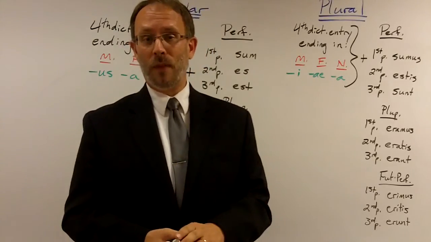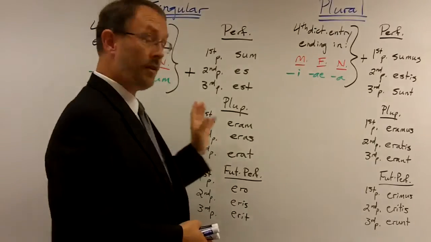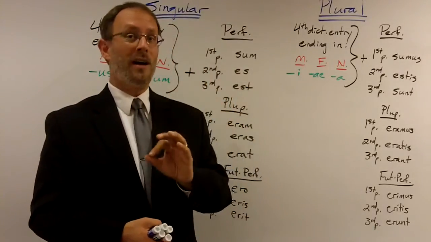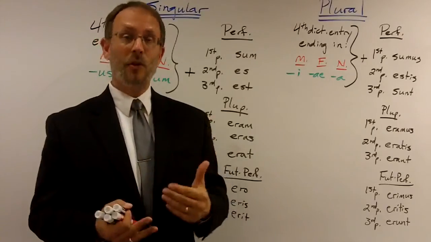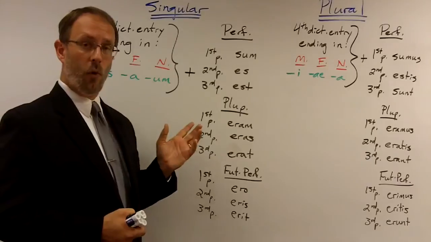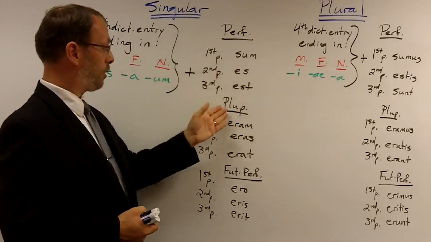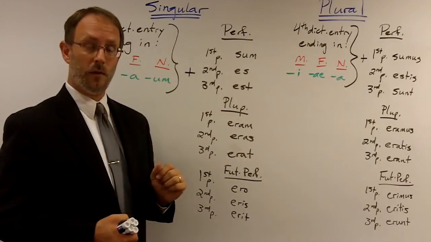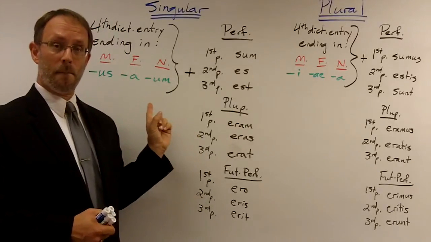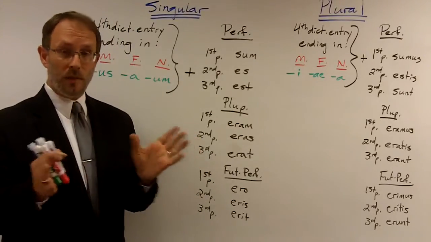Well, now we will. And you'll notice I've got quite a bit of information already written on the board this time. So you're going to want to copy this exactly as I talk you through it. The way we make the passive voice for the perfect, pluperfect, and future perfect tenses is to use the fourth dictionary entry. Now this is true for all verbs, any conjugation.